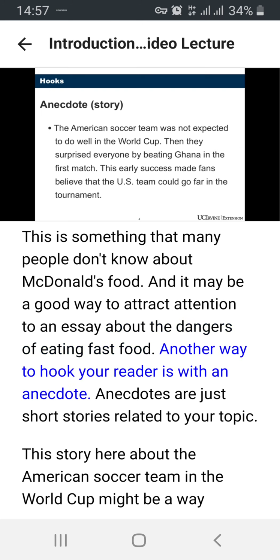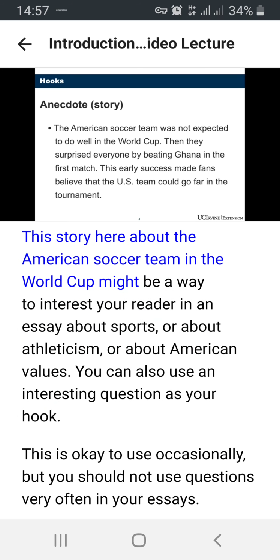Another way to hook your reader is with an anecdote. Anecdotes are just short stories related to your topic. This story here about the American soccer team in the World Cup might be a way to interest your reader in an essay about sports, or about athleticism, or about American values.